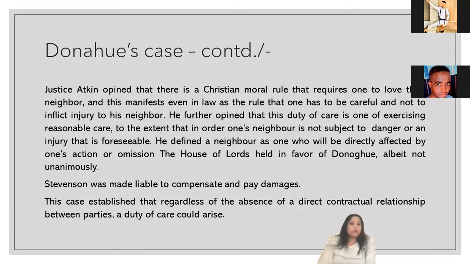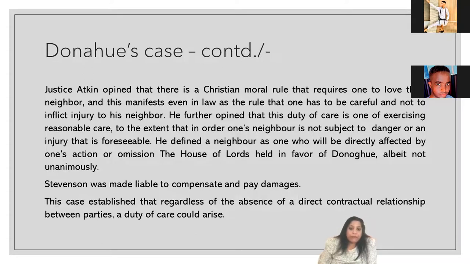Lord Atkin opined that there is a Christian moral rule that requires one to love their neighbor. And this, he said, also has to be seen in the law as a rule that one has to be careful not to inflict injury on his neighbor. He further opined that the duty of care is one of exercising reasonable care. What is reasonable care? It is what any person of normal prudence, normal thinking, would exhibit, so that one's neighbor is not subject to danger or an injury that is foreseeable. So he defined a neighbor. Now, who is a neighbor? He defined a neighbor as one who will be directly affected by one's action or omission.